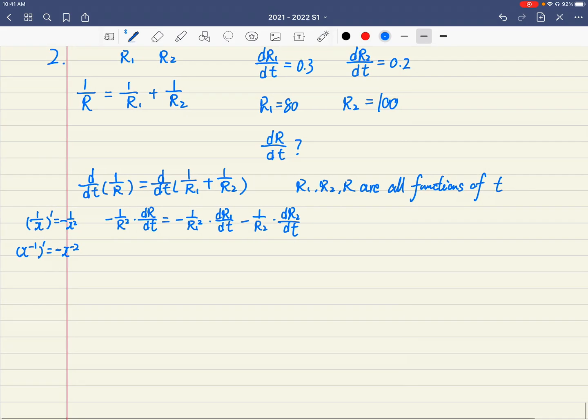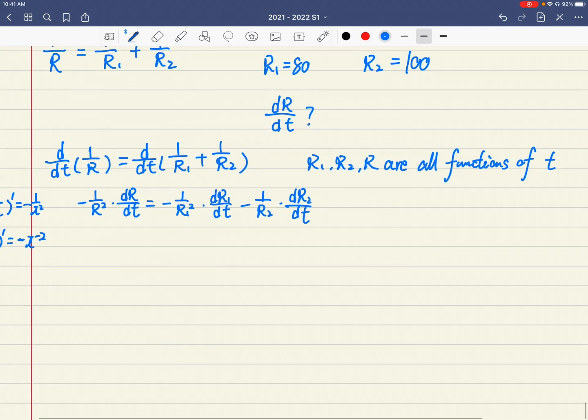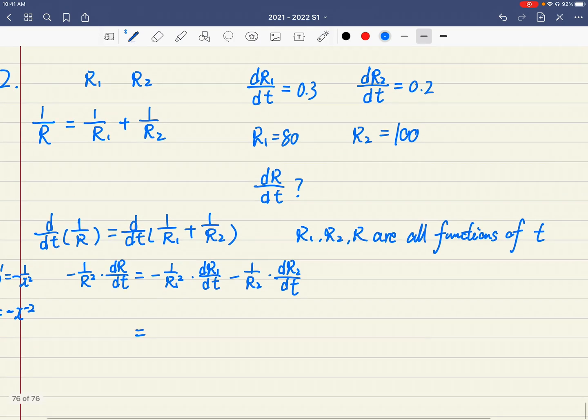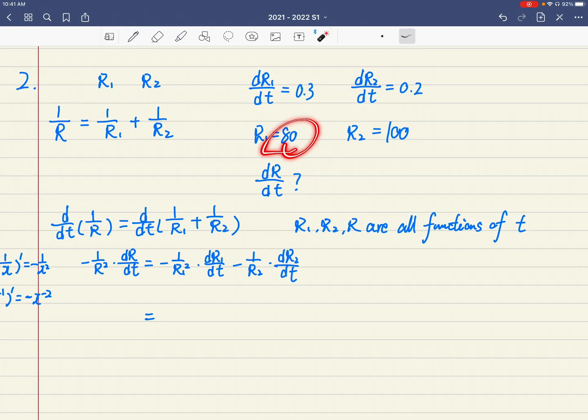Now let's substitute. All right, the right-hand side, we know everything. From here, we can see R1, R2, dR1, and dR2 are all given. So it's negative 1 over 80 squared times 0.3, minus 1 over 100 squared times 0.2. The left-hand side is what we want to know, but R we don't know.